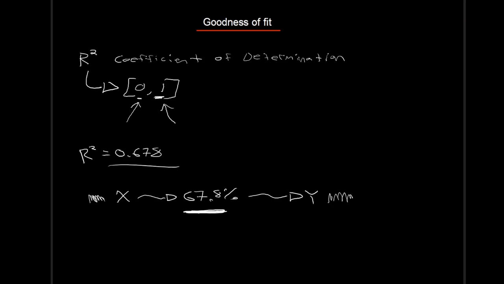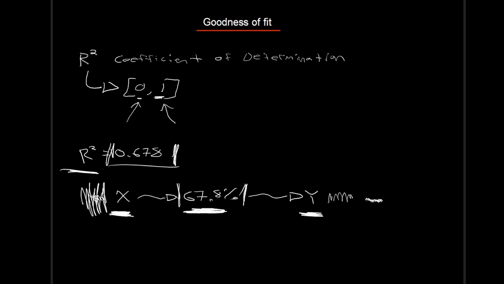So the bigger our R squared is, the more the variation in x explains the variation in y. The smaller that value of R squared, well, we might have a whole bunch of variation in x, but it's only explaining a tiny little bit of the variation in y. So ideally, a larger value of R squared is much better. X is much better at explaining why y is moving around and changing.